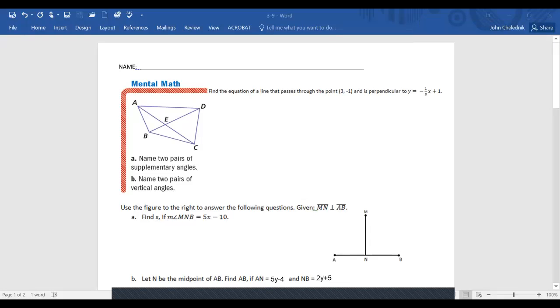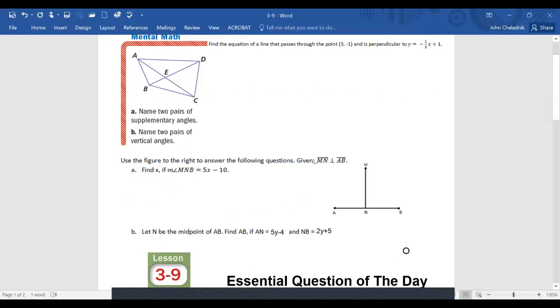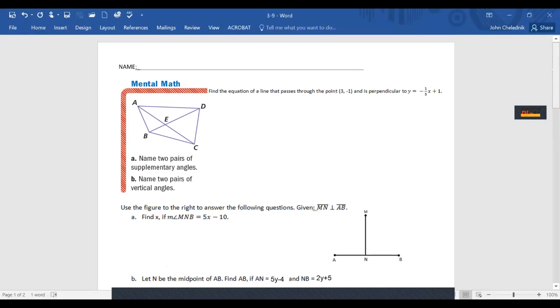Hello, today we're going to do lesson 3-9. What a warm-up we have today. We've got a mental math and like 3 warm-up problems, so let's get warmed up.